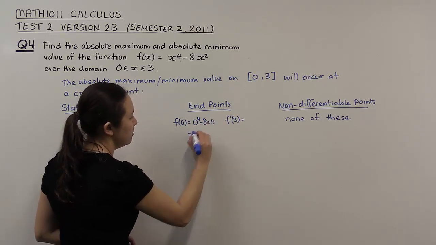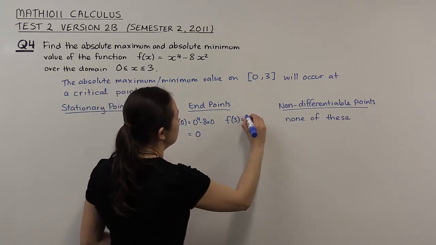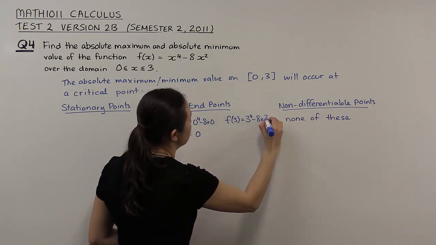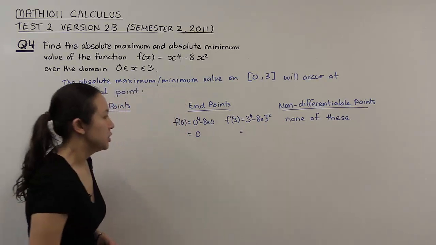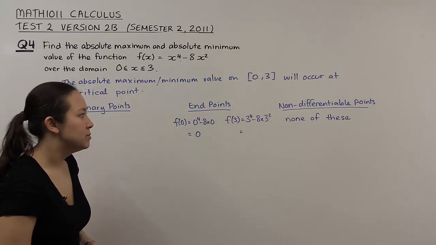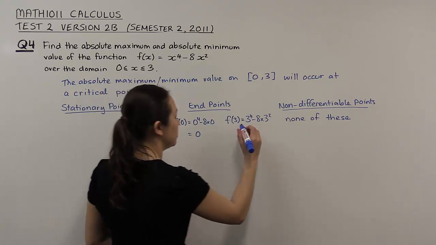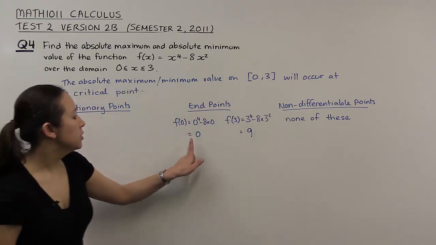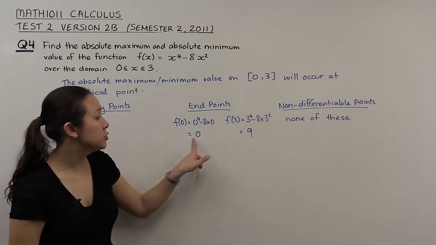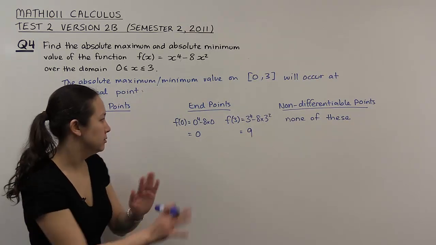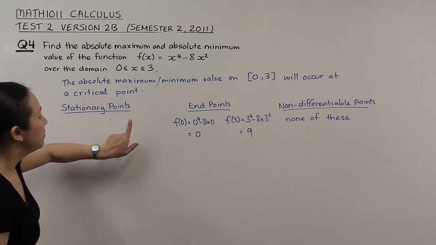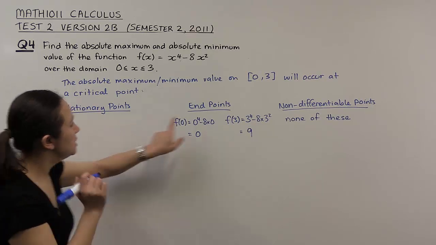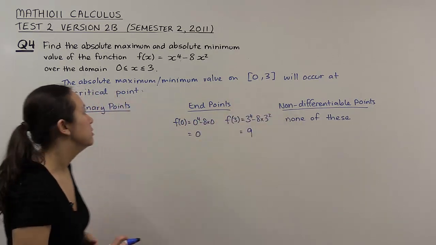That's just 0. And f of 3 is 3 to the 4 minus 8 times 3 squared. So what's that? That's 9 nines minus 8 nines, which is one lot of 9, which is 9. Okay, so the maximum and minimum values could be the 0 and the 9, or the other way around, but they could also occur at the stationary points.